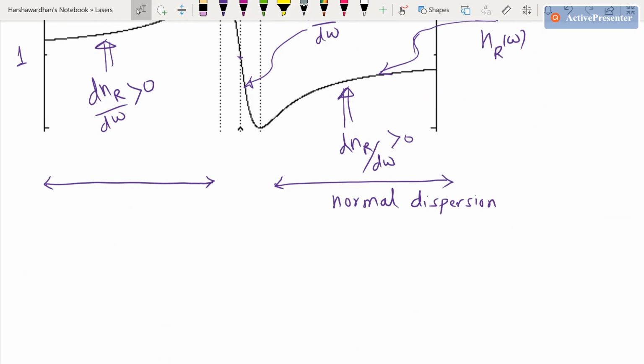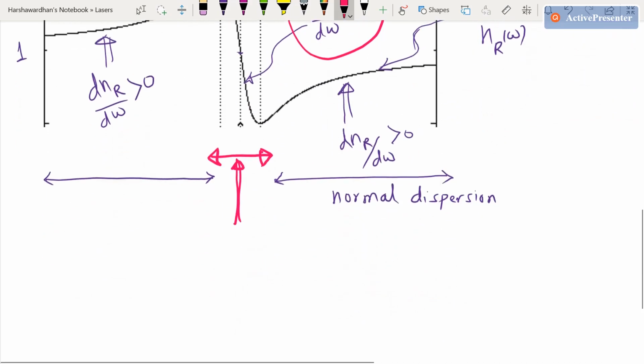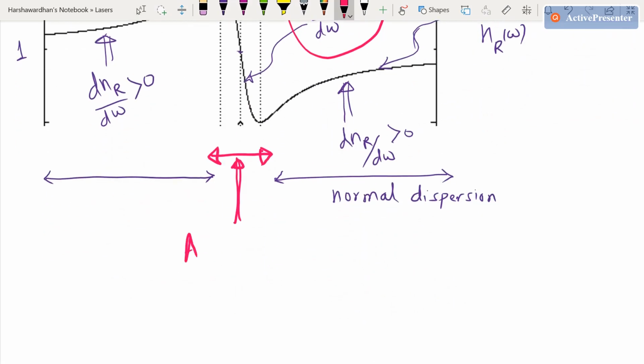Whereas if you look at the region which is around the resonance, right? This is the region where dn over d omega is negative, and this region is called anomalous dispersion. This region corresponds to anomalous dispersion.